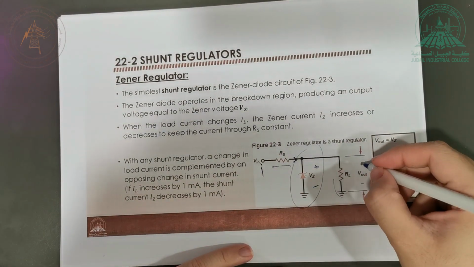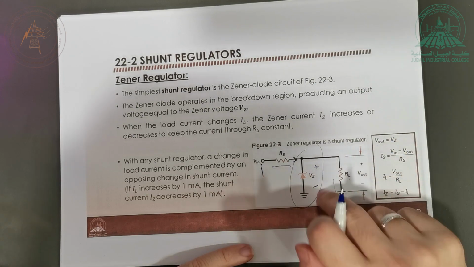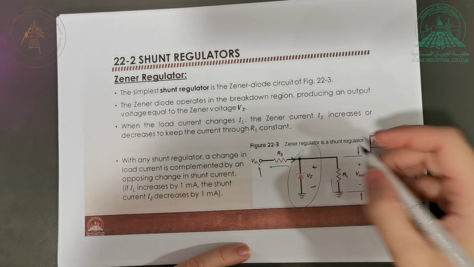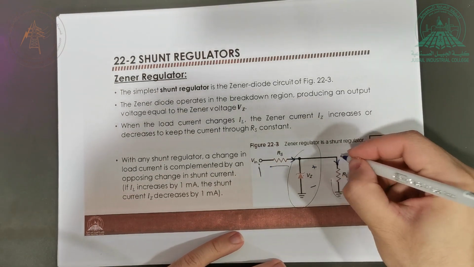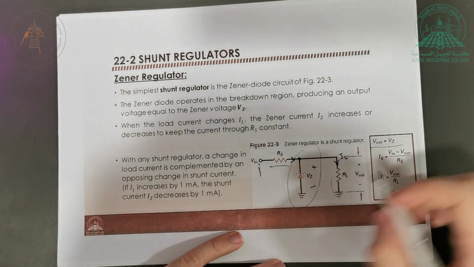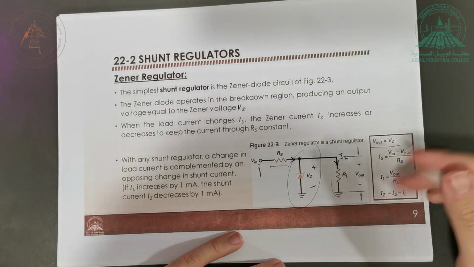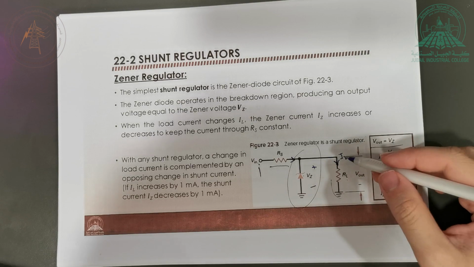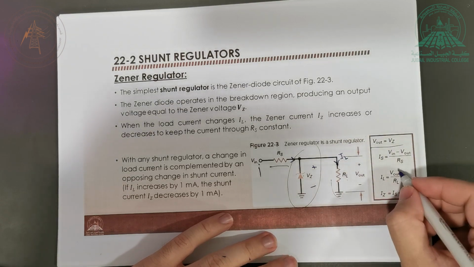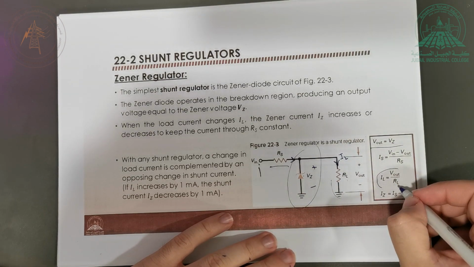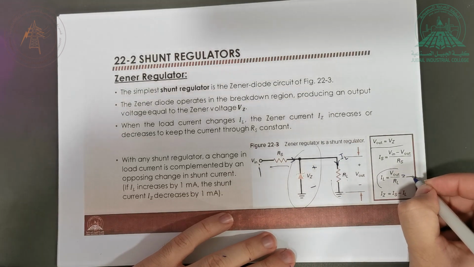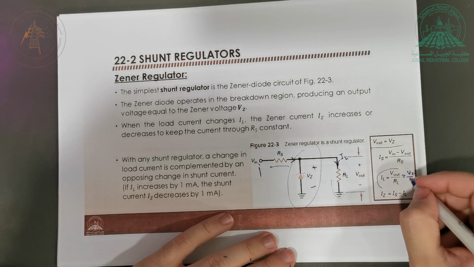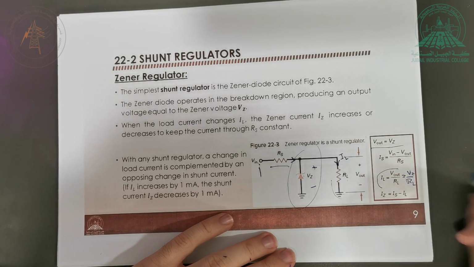Now, again, what is the output voltage? The output voltage in this particular circuit is simple. It's just VZ because it's connected in parallel with it. How about this load current, IL? How much is this IL? You just apply Ohm's law. If the voltage here is equal to VZ, then IL is equal to V out divided by RL. But V out is VZ, right? So IL is equal to VZ divided by RL. Very simple.